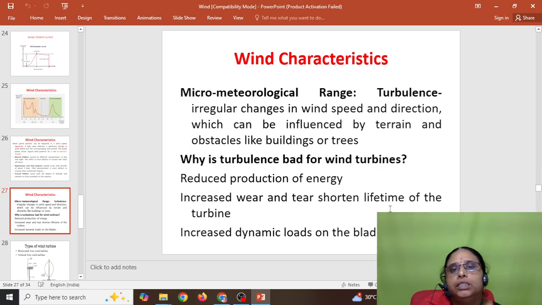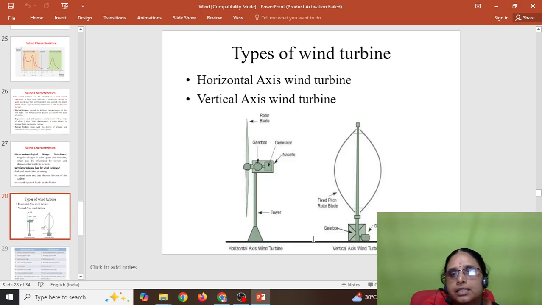So the micro meteorological range is affected by turbulence. Turbulence means irregular changes in wind speed and direction which can be influenced by terrain and obstruction like buildings or trees. Why is turbulence bad for wind turbines? It means reduced production of energy. Irregular speed reduces the power production, increases wear and tear, shortens the lifetime of the turbine, and increases dynamic loads on the blades. This is the reason why turbulence is bad for wind turbines.